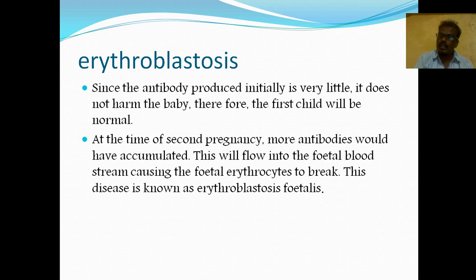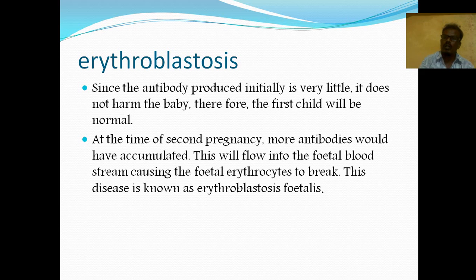At the time of the second pregnancy, more antibodies will be produced and all the antibodies are accumulated. This will flow into the fetal bloodstream, causing the fetal erythrocytes to break. This disease is known as erythroblastosis fetalis. In the first pregnancy the first baby is fine because of very little antibody production, but at the time of the second pregnancy, more antibodies are produced and accumulated, and flow into the fetal bloodstream.